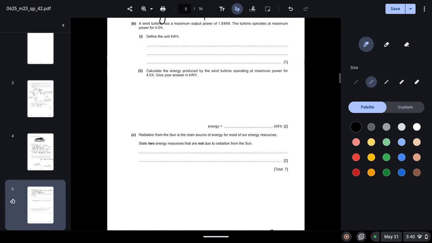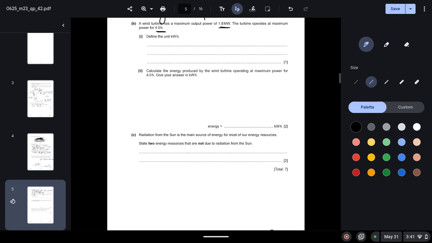Part B. A wind turbine has a maximum output power of 1.8 megawatts. The turbine operates at maximum power for 4 hours. Define the unit kilowatt hours. So what is kilowatt hours? It is the energy transferred in 1 hour at a rate of transfer of 1 kilowatt.